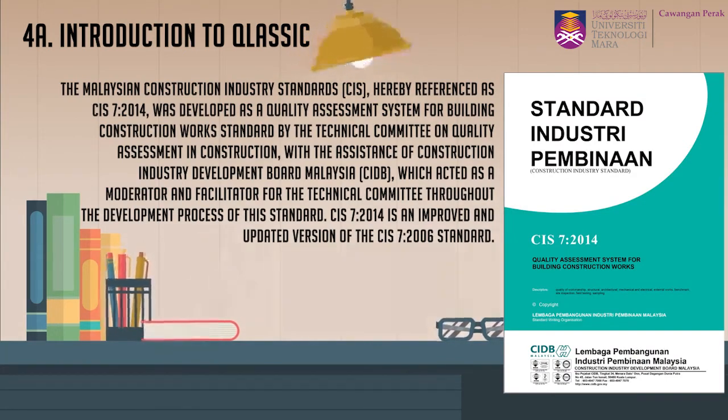Introduction to Qlassic. The Malaysian Construction Industry Standards, or CIS in short, hereby referenced as CIS 7 2014, was developed as a quality assessment system for building construction works, standard by the Technical Committee on Quality Assessment in Construction. So Qlassic has been made in order to assess the quality of construction.